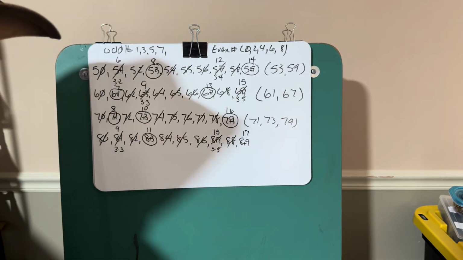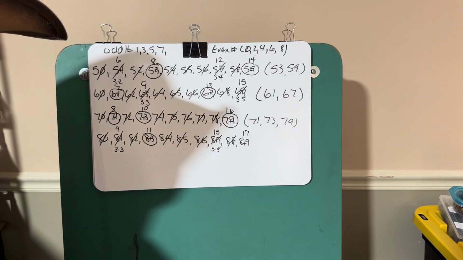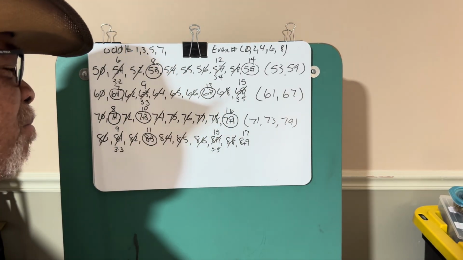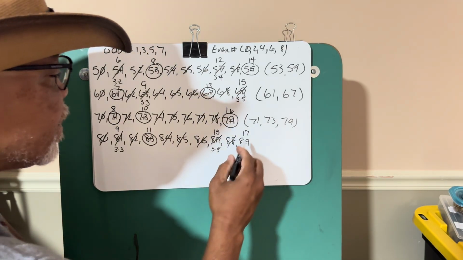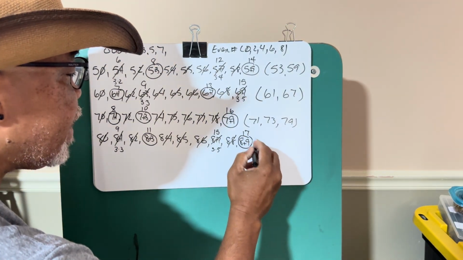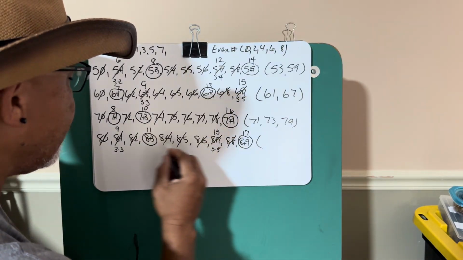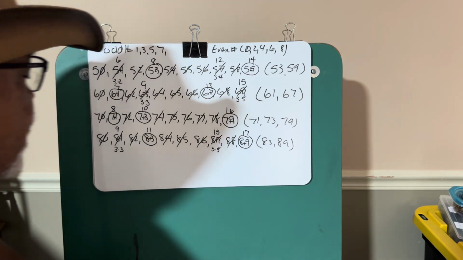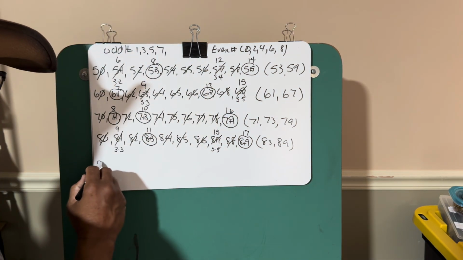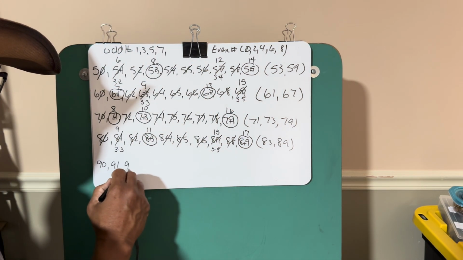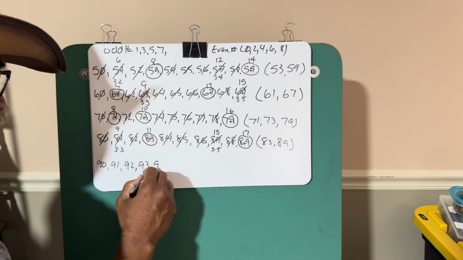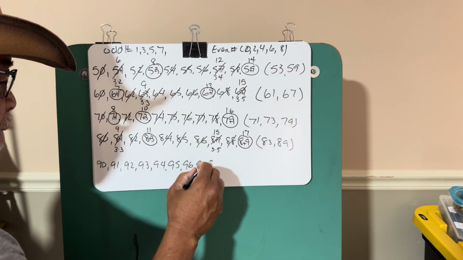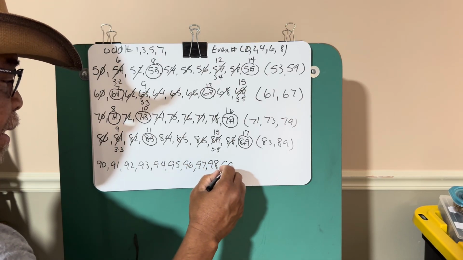Last one here is 17. 3 times nothing, and 7 times nothing. So since both answers are no, 89 gets a circle. So we're going to go 83 and 89. Let's finish up with 90, 91, 92, 93, 94, 95, 96, 97, 98, 99.